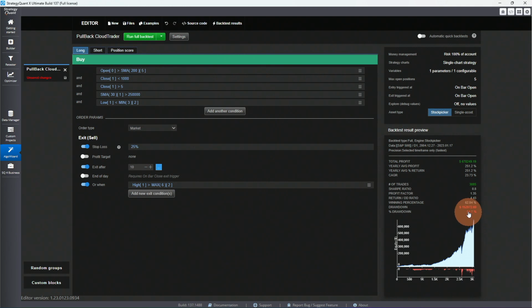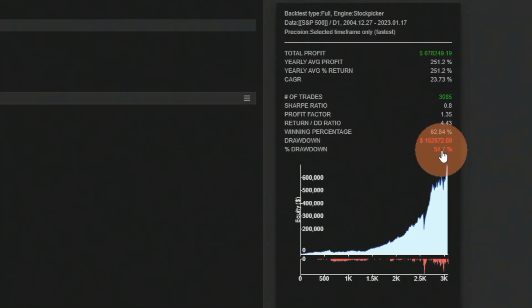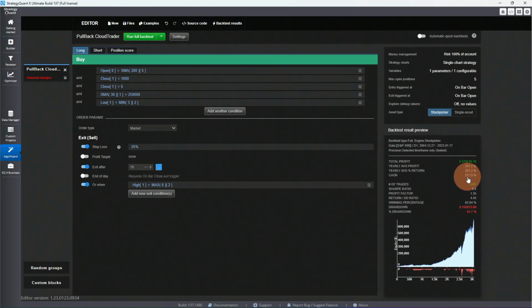So it did make a difference. I mean, we went from 54 to 51, but also we increased our compound annual growth rate. So this is really good. I'm going to keep this.